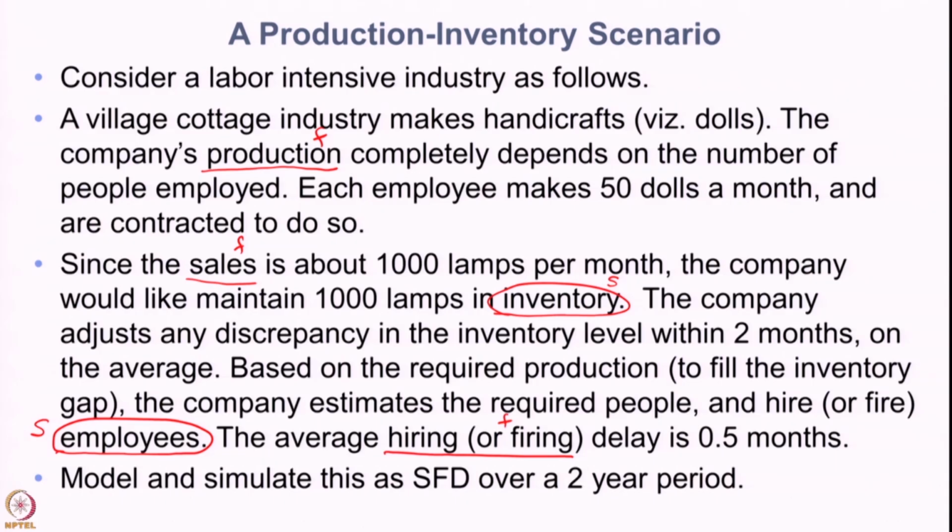How to increase or decrease the inventory level? Sales is about 100 lamps and is external to the company. The only way we can adjust the inventory level is by changing the production. Now, what changes the production? Production can only be changed by the number of employees, because if you hire an employee, he or she is going to make $50 a month. So the only way is to hire more people if I want to increase my inventory level, or keep fewer people so that I produce less, and hence my inventory level will fall.